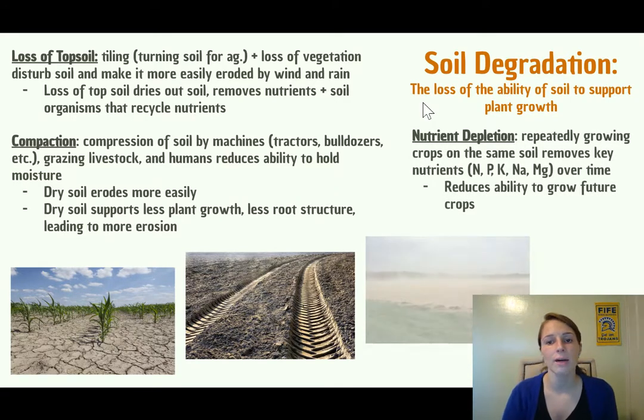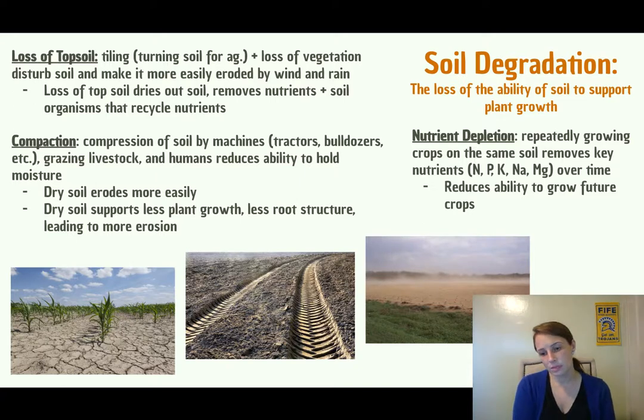We also can have nutrient depletion, and this is often going to be happening from agriculture. If you are repeatedly growing crops in the same soil, it's going to be removing key nutrients because those crops are going to be taking up a bunch of the nutrients from the soil over time. And ultimately, this is going to be a problem for agriculture because eventually it's going to reduce the ability to grow future crops, because you're going to hit a point where there's basically no nutrients left in the soil, and the plants and crops need those nutrients. So when you deplete those, the soil is going to be degraded, and it's going to be a problem for future farming endeavors.